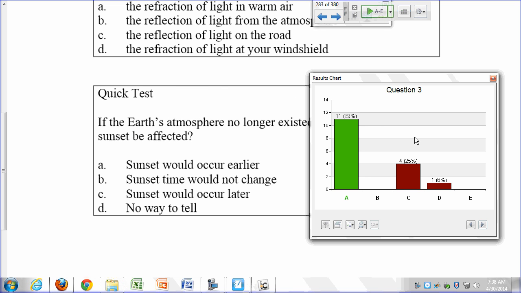Right answer. So sunset would occur earlier. Remember, with the atmosphere, we still see the sun even after the sun has dropped below the horizon. So without the atmosphere, it would occur earlier.